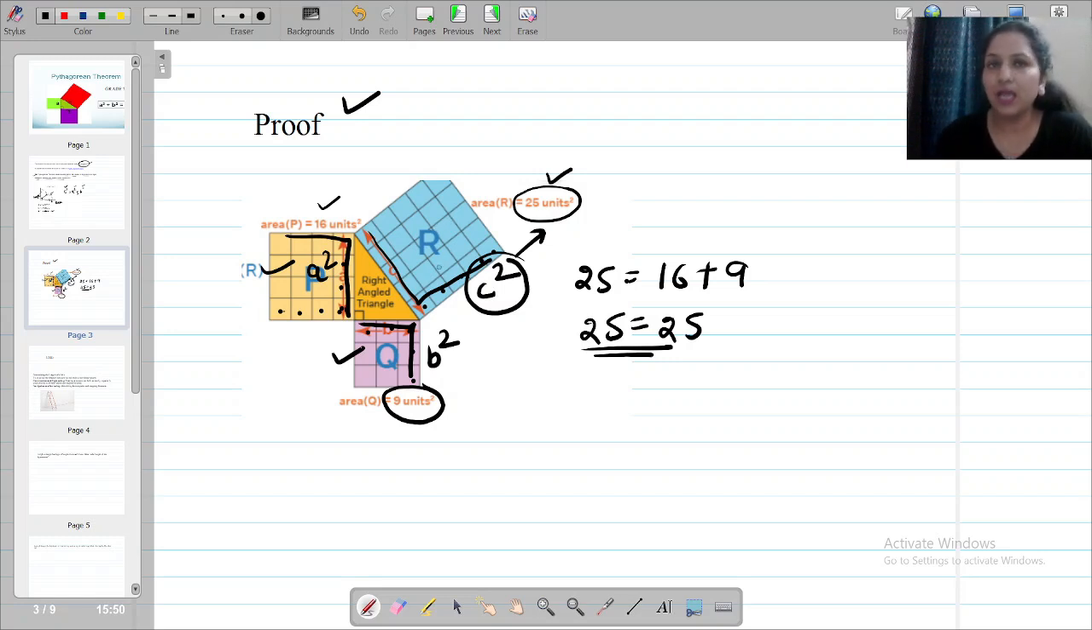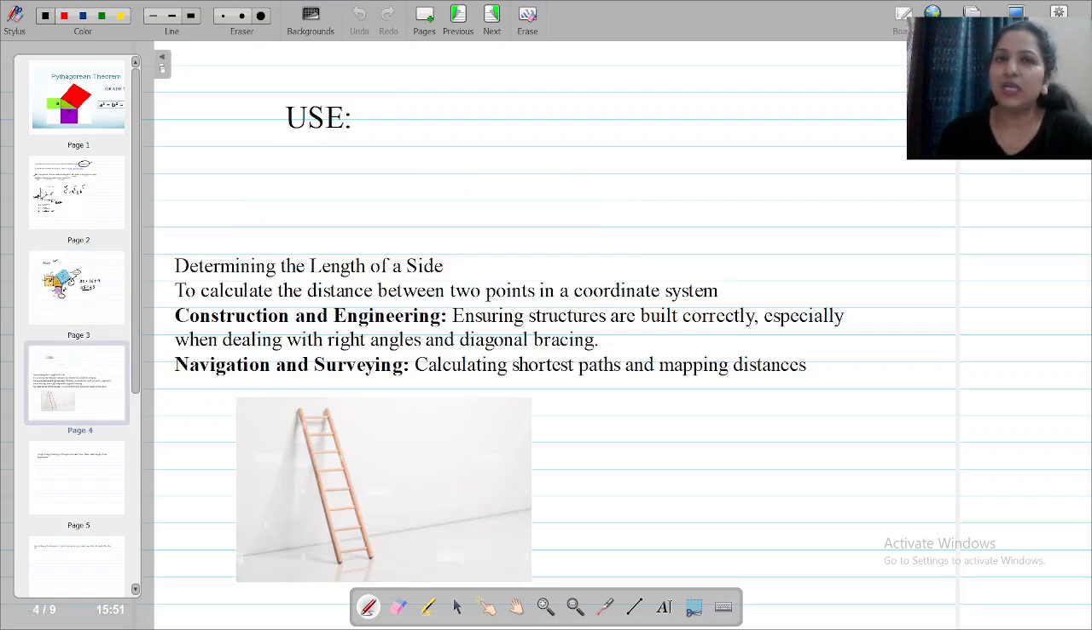We should understand the square of the longest side, that is hypotenuse, is equal to the sum of the square of other two sides. Now let us understand why we are actually learning this. What is the use of learning Pythagoras theorem? It is determining the length of the side. For example, we have a right angle triangle. If any two sides are given, we can easily find the length of the third side.